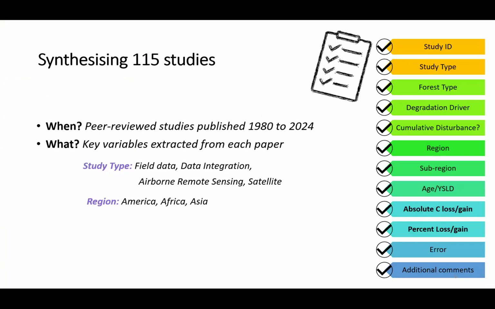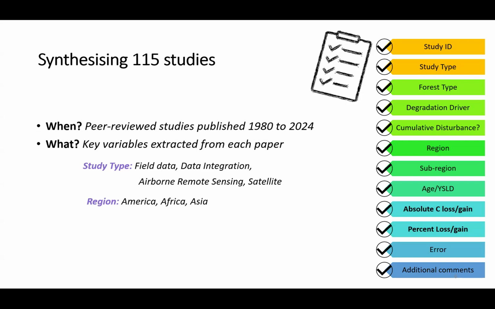And just to give you a little background into how we did this, we synthesized 115 studies, which were peer-reviewed in a time period of about 44 years. And we've extracted key variables, which you can see here on the right of your screen. One of these was crucially the study type. So this is what we use to distinguish between different data sources. For example, traditional field data integration, which is the collective term for field data, where a study integrated a lot of field data sites, but also remote sensing and increasingly satellite data.